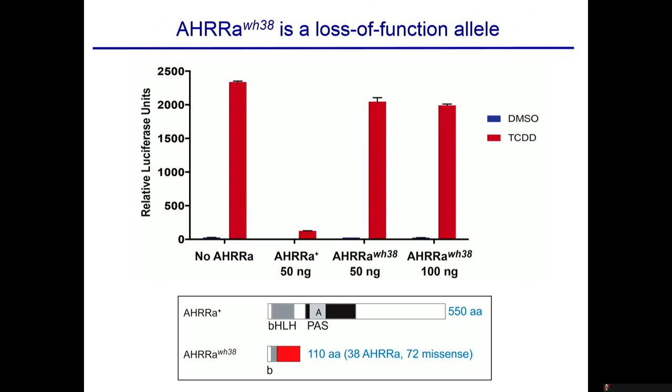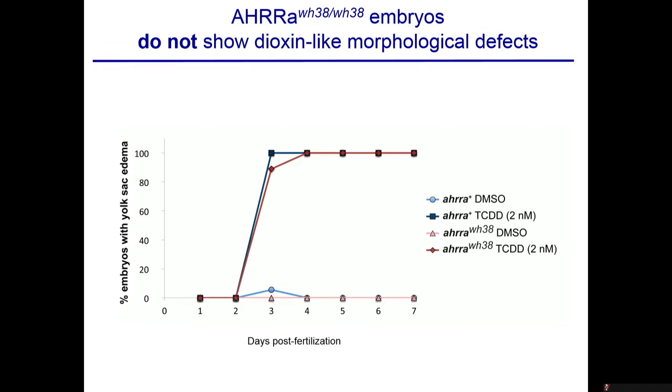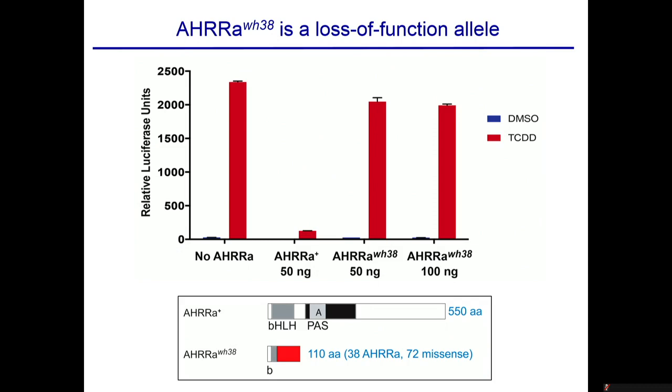we also showed that this was a complete loss of function allele in a transient transfection assay, unlike the wild type repressor A, which represses AHR, TCDD-inducible AHR signaling. The mutant failed to repress AHR.